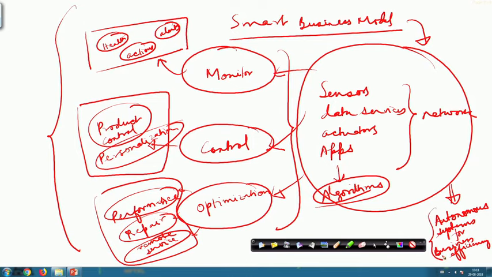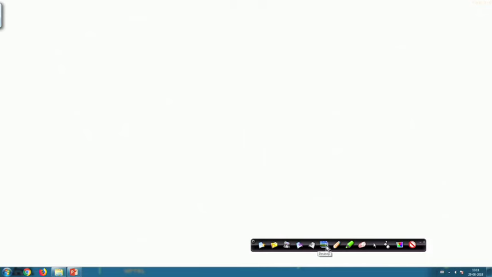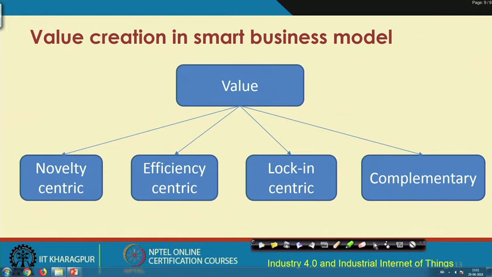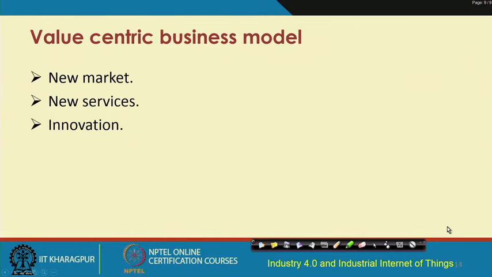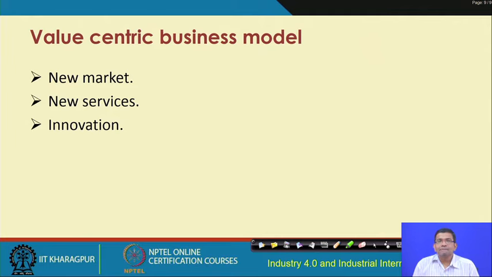Okay. So, let us now go back and continue from whatever we were discussing. So, we were looking into the value aspect, the value proposition, where we have seen there is this novelty aspect, efficiency, lock-in and complementarity. These are the different value creation aspects in a smart business model. So, we need to have a value centric business model, which the customers find to be useful, to be of value to the customers.